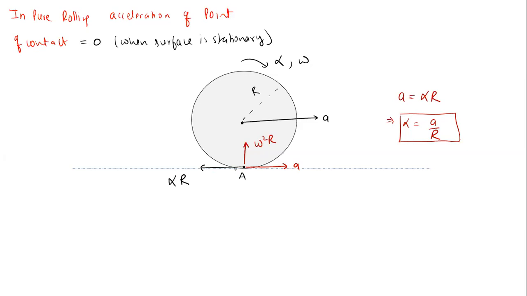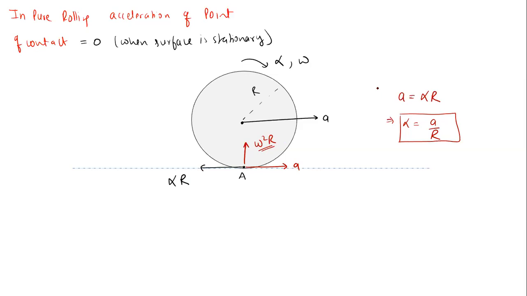And who is changing that point of contact? This radial acceleration omega square r. Because of this, the particle will move upward. When it moves upward, another particle will take the position of that particle. That is why in the case of pure rolling, the velocity of the point of contact is zero, but every time the particle is different. The particle is not the same.